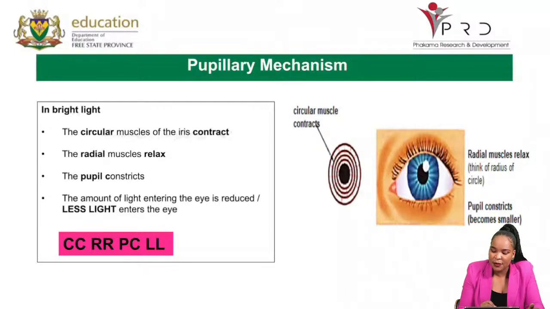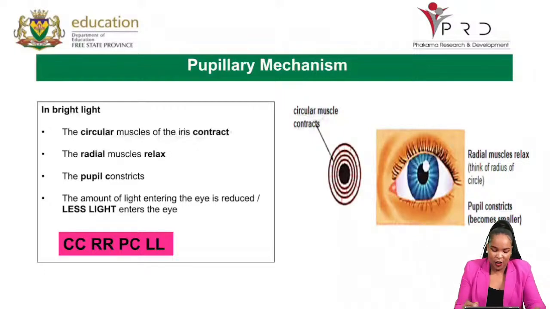Which part is the iris? Remember we said the iris is the colored part. You see that blue part there? That blue part has the circular muscles. The circular muscles are going to contract because it is bright light.